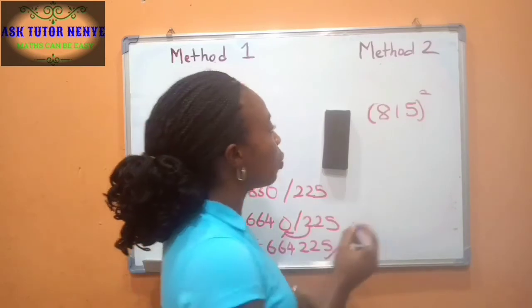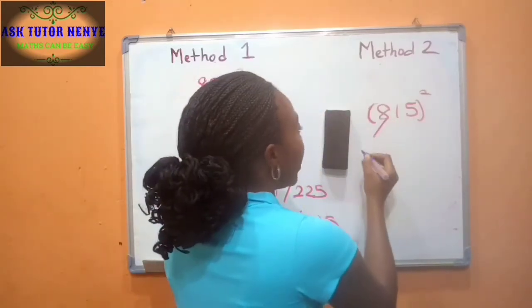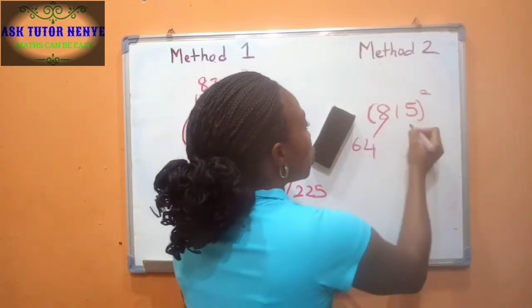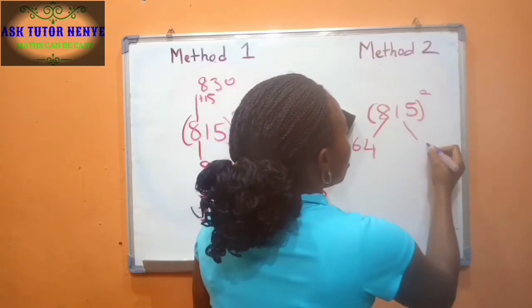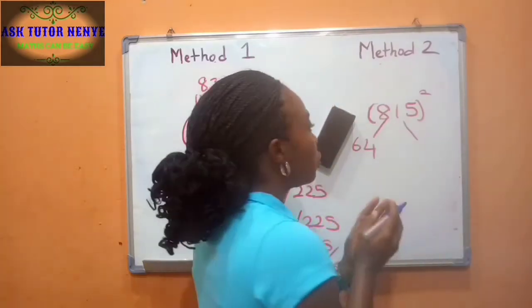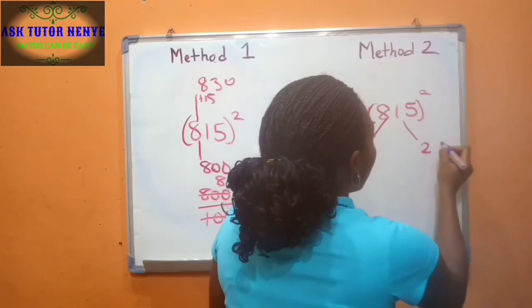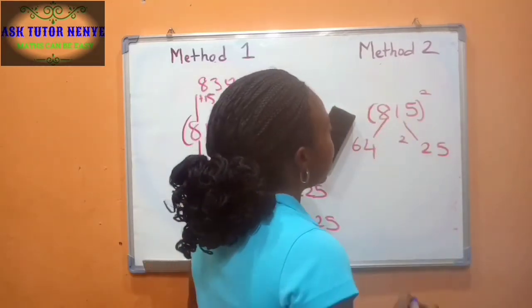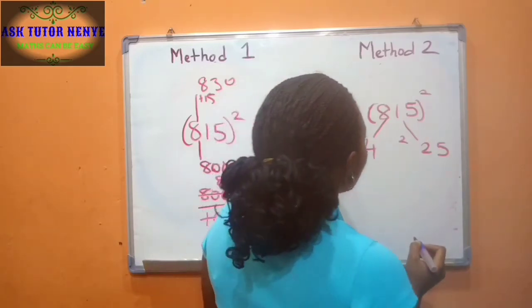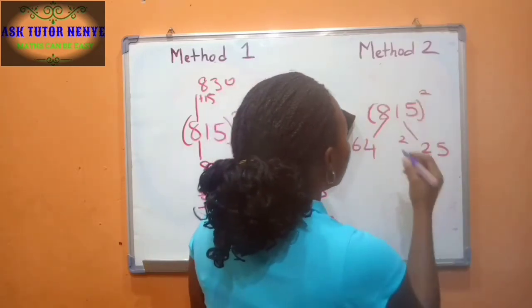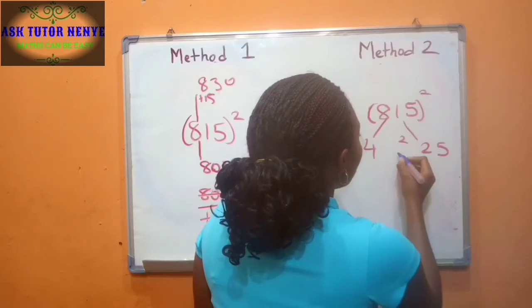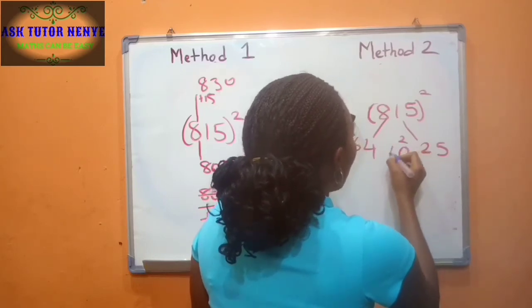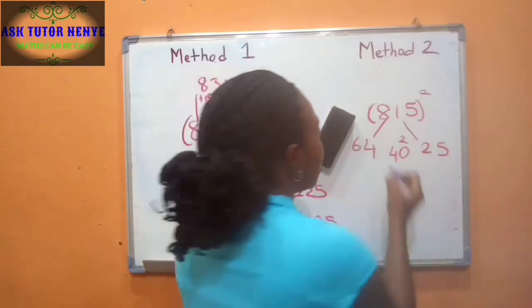In the second method, what we simply do, the square of 8 is 64. The square of 15 is 225. But we are not going to write it completely. We write 25 and we carry 2. 8 times 15 gives us 120. 120 times 2 gives us 240. So we write what? 0 4 and carry another 2.